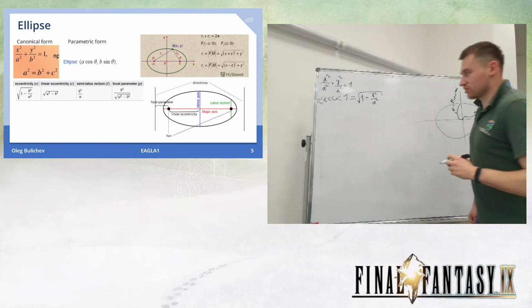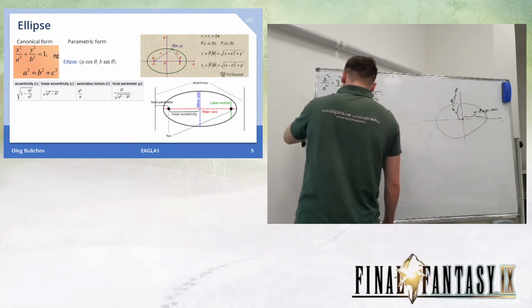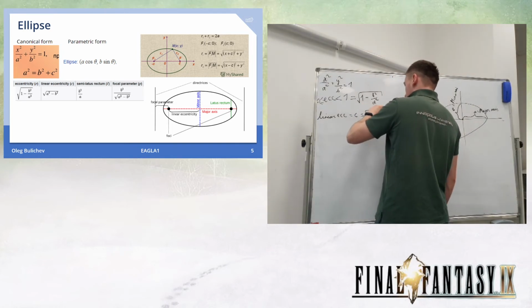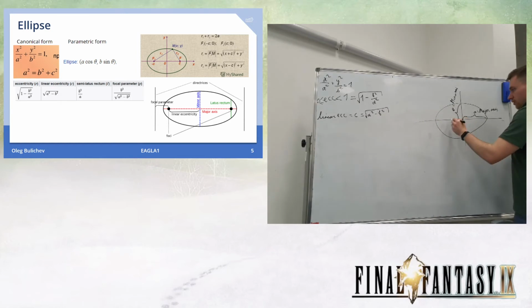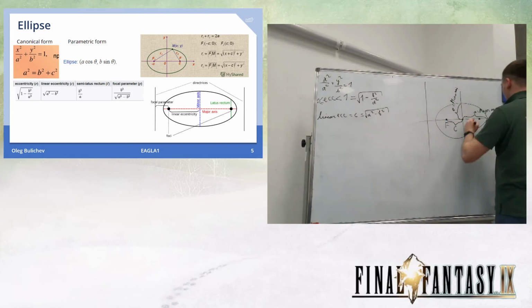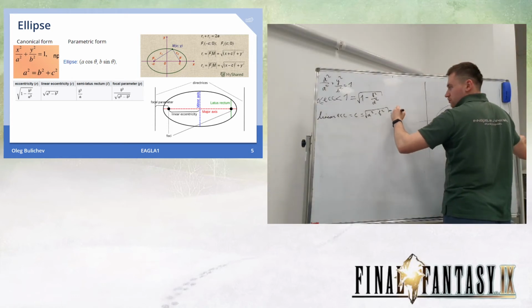What does linear eccentricity mean? C. C squared is equal to a squared minus b squared. I mean, what is the idea? The distance from the middle point to the focus. Foci, it's two points. Okay, focus. Distance from the middle point. This is C. C squared is equal to a squared minus b squared. It's the same, yes.